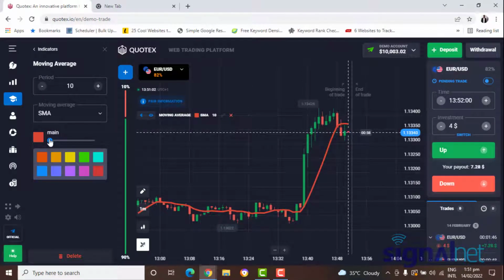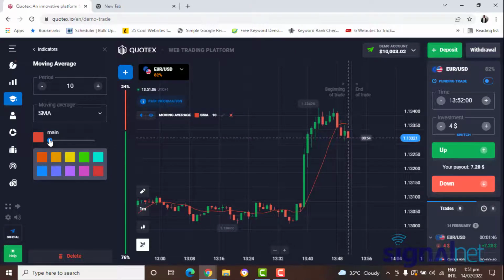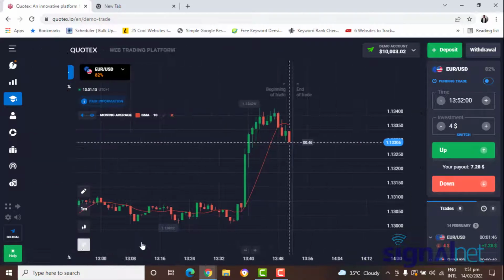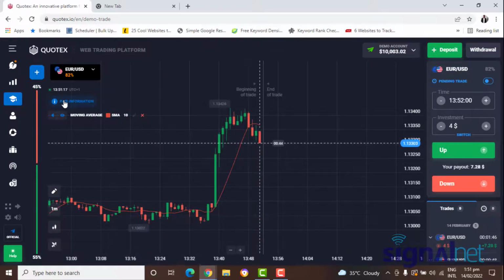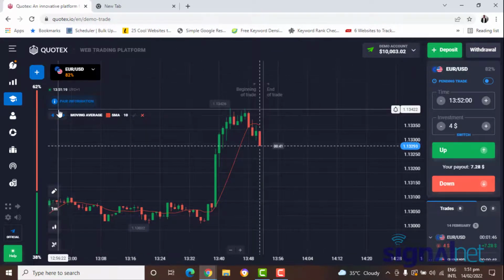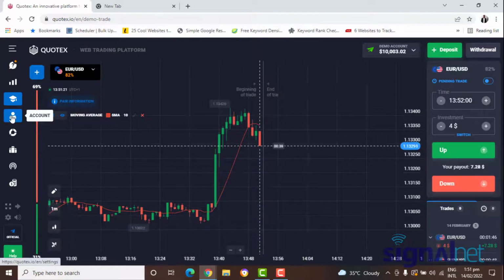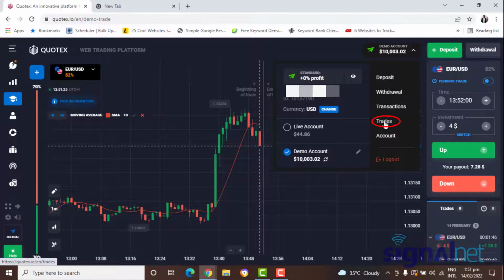So that's for the indicators. So I hope we're getting something here. So next, I'm going to show you your trades. How do you check your trades, history of your trades, and all of that. That's simple. There are two ways to go about that. Either you go from account, or you just come up here, click on it, and go to trades.